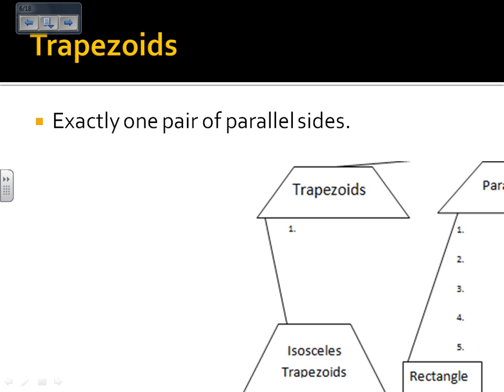First thing we're going to talk about is trapezoids. So your definition of a trapezoid, you can put this in number 1. It has exactly one pair of parallel sides. Exactly one pair. That's very important. Exactly one pair of parallel sides, as opposed to a parallelogram which has two pairs.